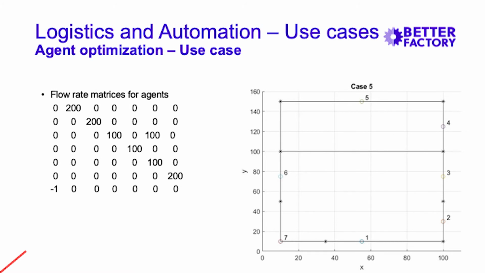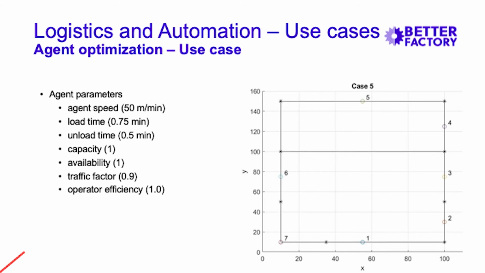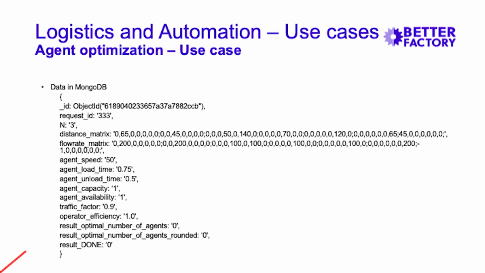Then we have the flow rate matrix for one agent. The same applies. So in the first row, we have the material flow from station 1 to all other stations. So 100 here means a material flow from station 1 to station 2. And finally, the agent parameters, as was said before, with their units. So for example, agent speed 50 meters per minute, and so on.